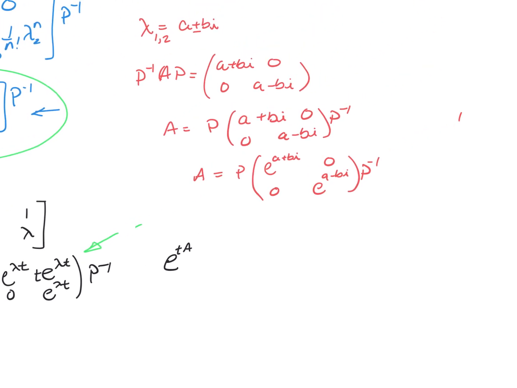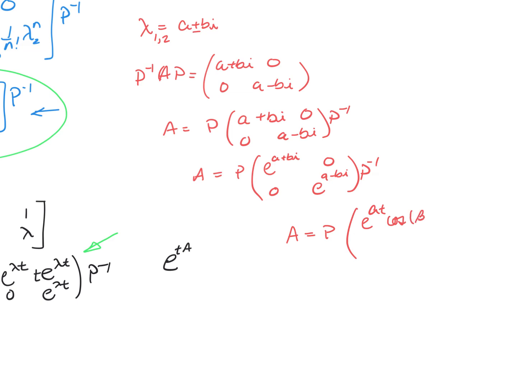And you're thinking about how this affects the complex number. Well, it's nothing terribly surprising. e to the At is going to be equal to P, and we're going to have e raised to the real part, which was the a part, a times t. So e to the a t. And then it's going to be your cosine of your beta part times t, and then plus the sine of beta t.